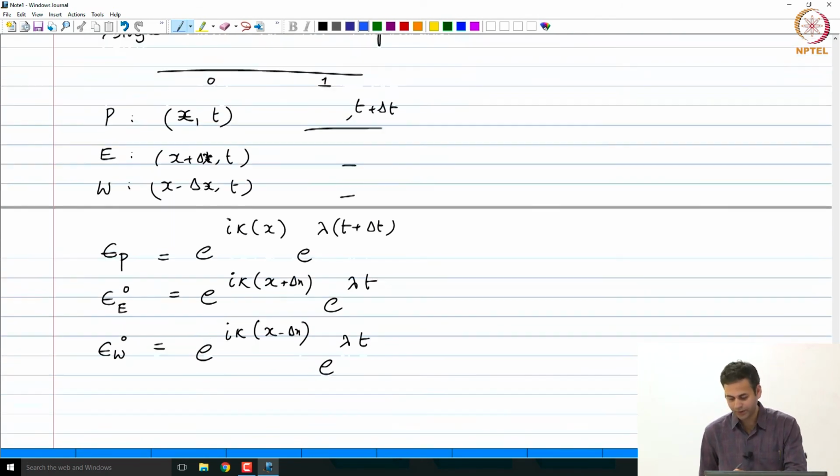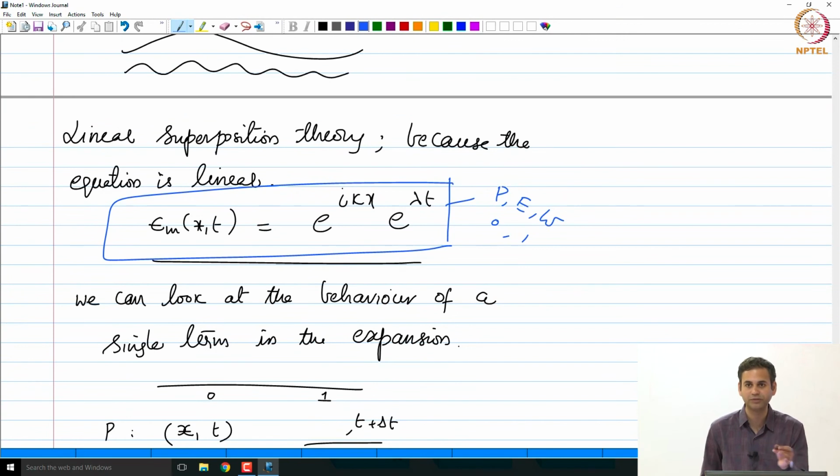All of these modes will satisfy. So essentially your equation would become an equation in terms of sigma, right.